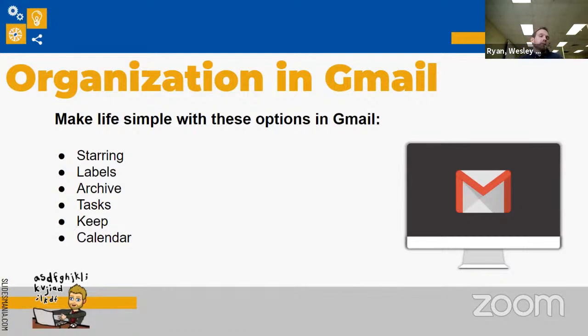So on this piece, I really want to start looking more at the organization in Gmail. So how we can make life simple with these options. So we're going to look at starring, labels, archiving email, tasks, Keep, and Calendar. And I have a generic account I'm going to be using to show some of these pieces as we go along.